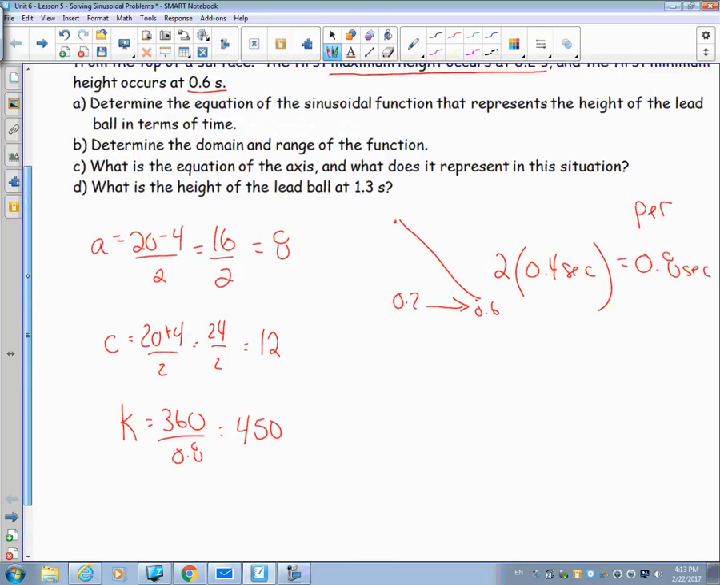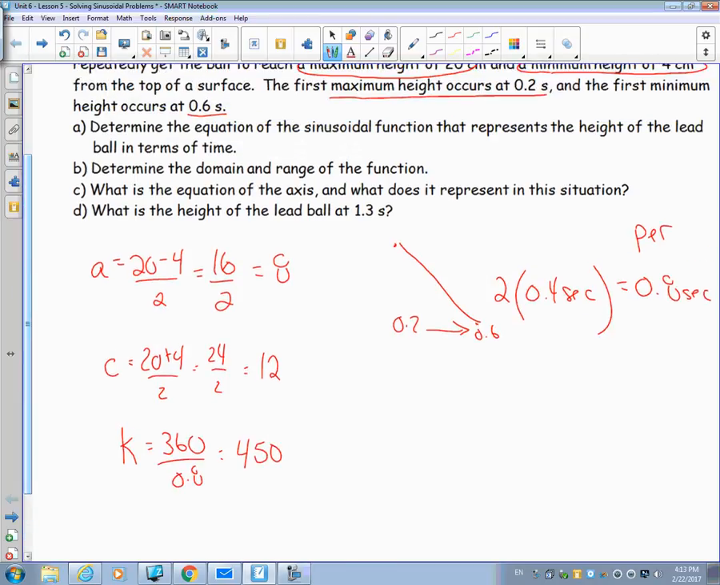And one more thing, it tells us that the first max occurs at 0.2 seconds. So if I were graphing this, at the maximum point right there, and I think about cos curves, I know that a cos curve is supposed to start on the axis, but it's over a little bit. It's over 0.2 in fact. So I've got myself a horizontal translation.